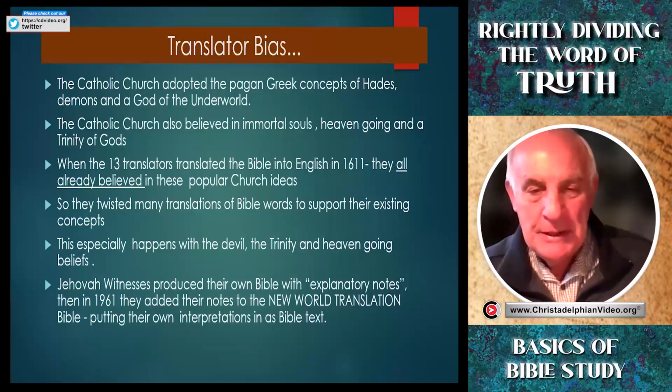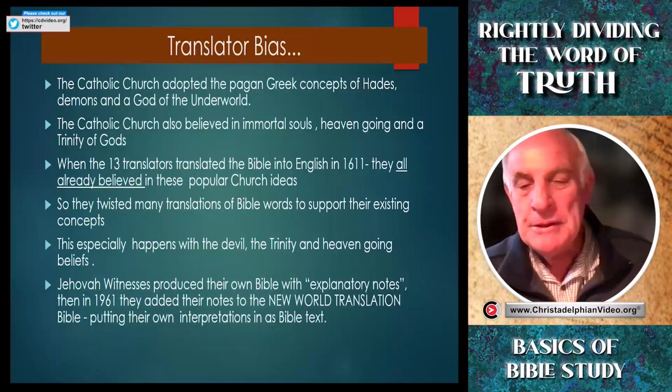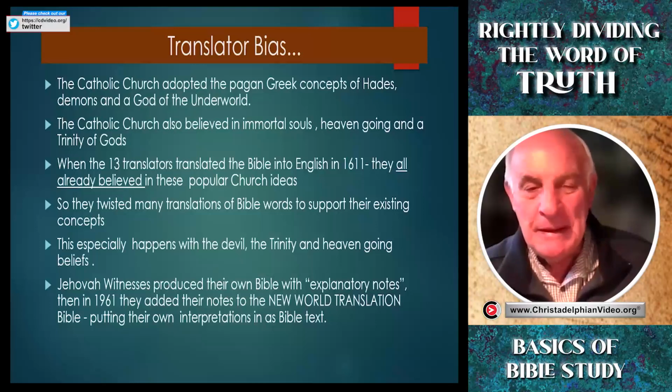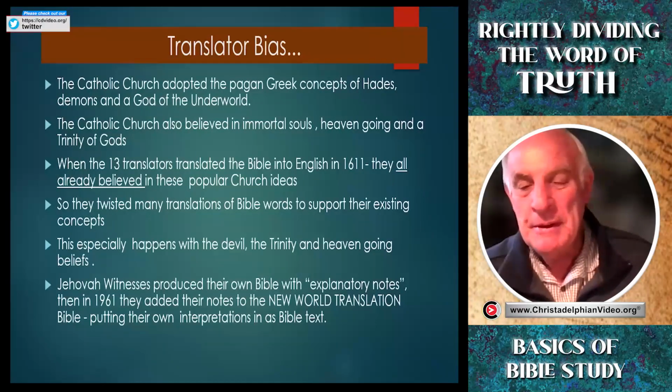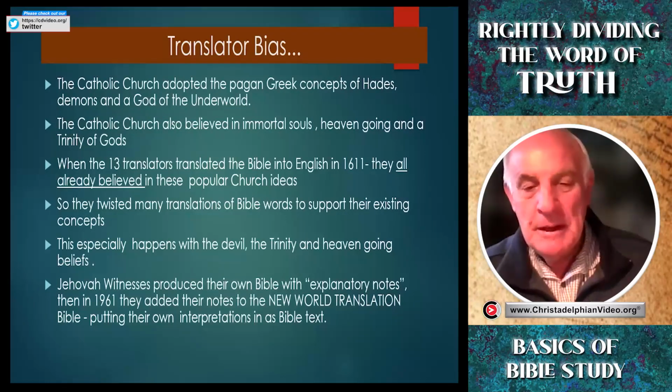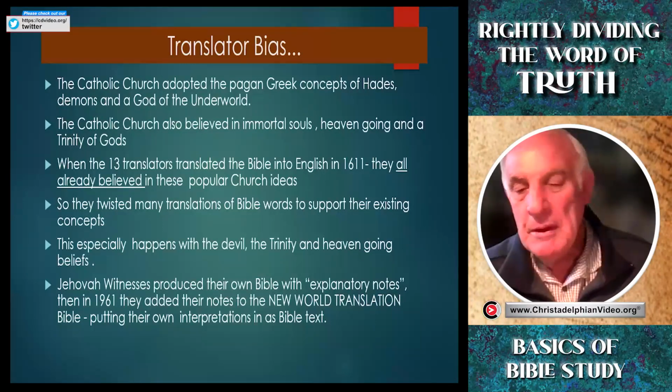The 13 translators that were chosen to put the Bible into English in 1611 already believed in these popular church ideas. So they twisted many translations of Bible words to support their existing concepts. And this especially happens with the devil, the Trinity, and heaven-going beliefs.